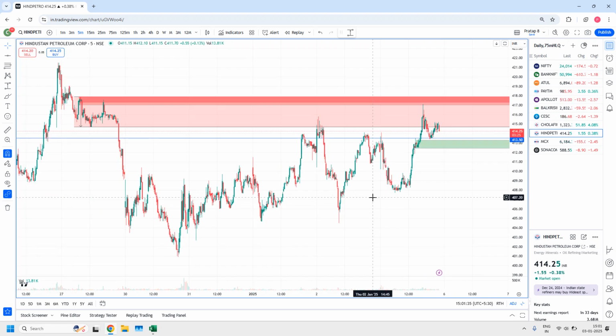Otherwise, this would have been another trade. If this is not tested, this could have been another successful trade for us. But we didn't plan the trade. Now there is another stock that is violated today, that is Cholamandalam Finance.